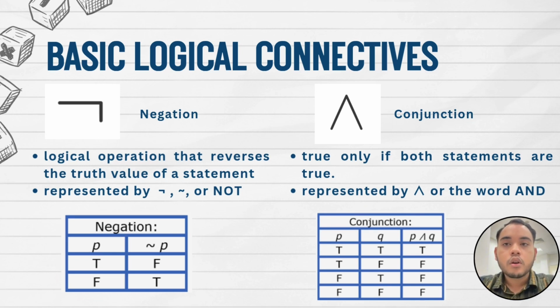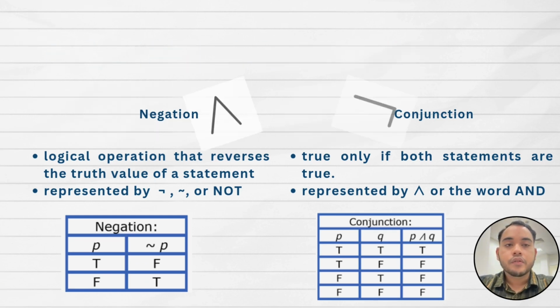So now, let's move on to the conjunction. Conjunction means both statements must be true for the result to be true. It is represented by the conjunction symbol or the word and. From the truth table as stated in the slide, for example, P and Q is only true if both P and Q are true. In all other cases, the result will be false.